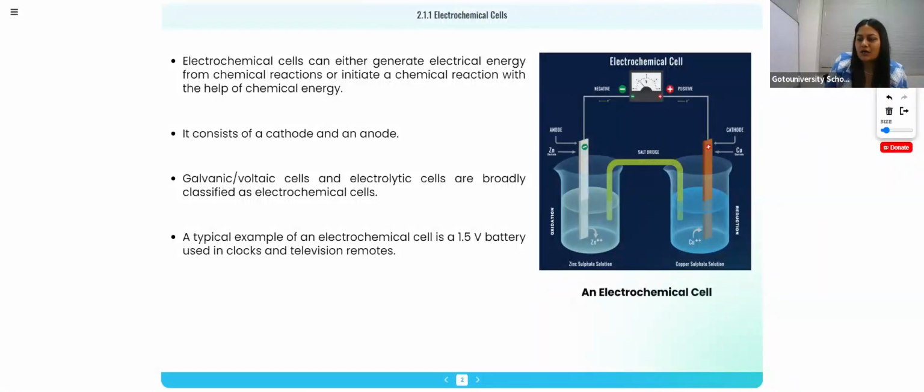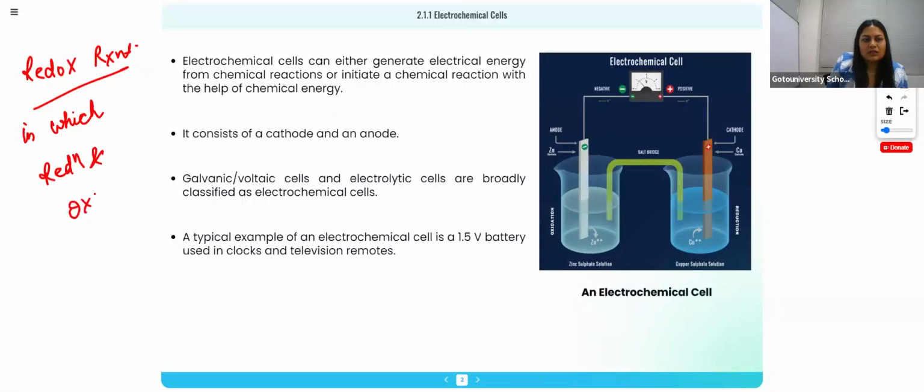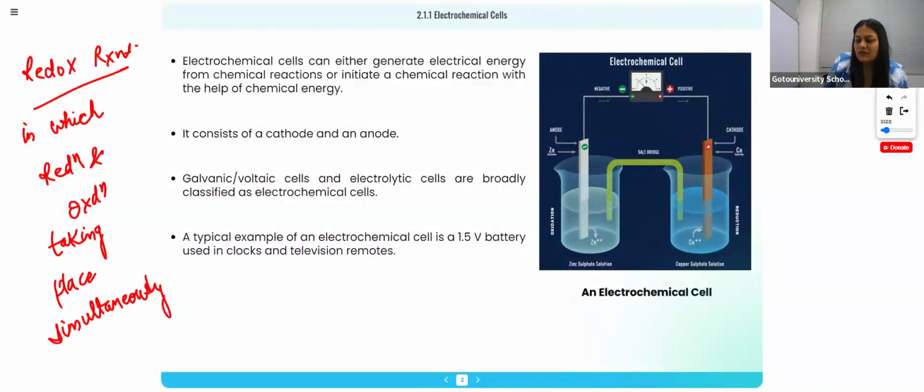Such reactions are called displacement reactions, and these are also called redox reactions, right? Redox reactions are what? In which reduction and oxidation are taking place simultaneously. Right. So let's study one reaction as we have discussed for copper nitrate.